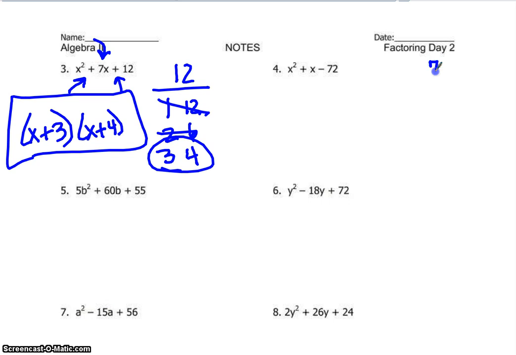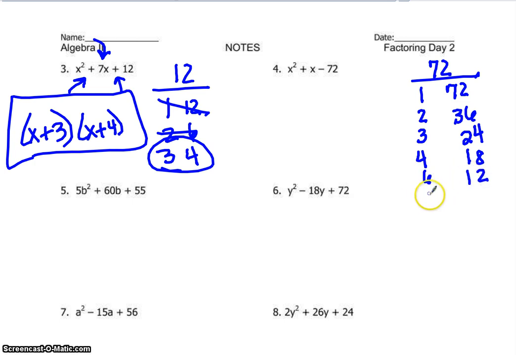Number 4, we're going to find the factors of 72, 1 and 72, 2 and 36. If you're not sure, just go 72 divided by 1, 72 divided by 2, 72 divided by 3. 3 will go into 72 24 times. 4 will go into 72 18 times. 5 won't. 6 will go into 72 12 times. 7 won't. 8 will go into it 9 times.